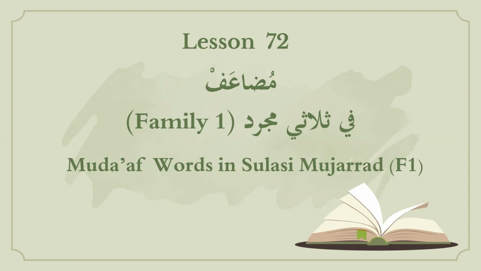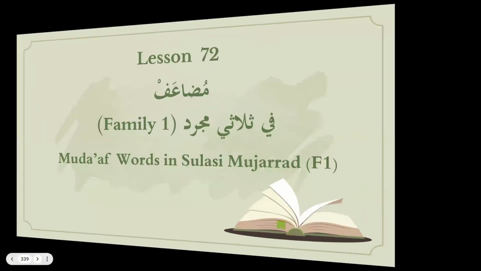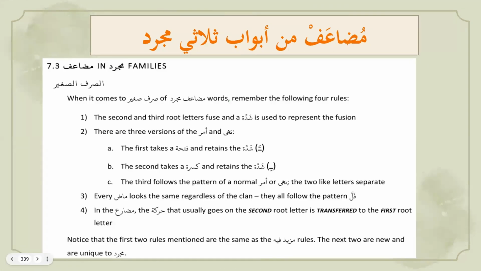I hope and pray that you all are doing good. In today's session, lesson 72, we would continue to study Muda'af words, and in this lesson 72, we are going to cover Muda'af words in Sulasi Mujarrad. Sulasi Mujarrad, we call it family 1, and under family 1 we have subfamilies, Bab Nasara, Bab Daraba, Fataha, and 3 more. So we are learning Muda'af words in family 1.